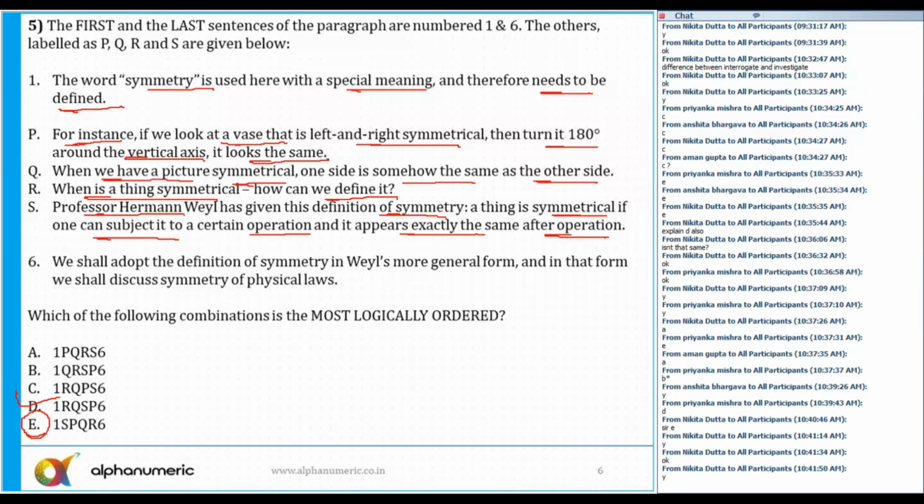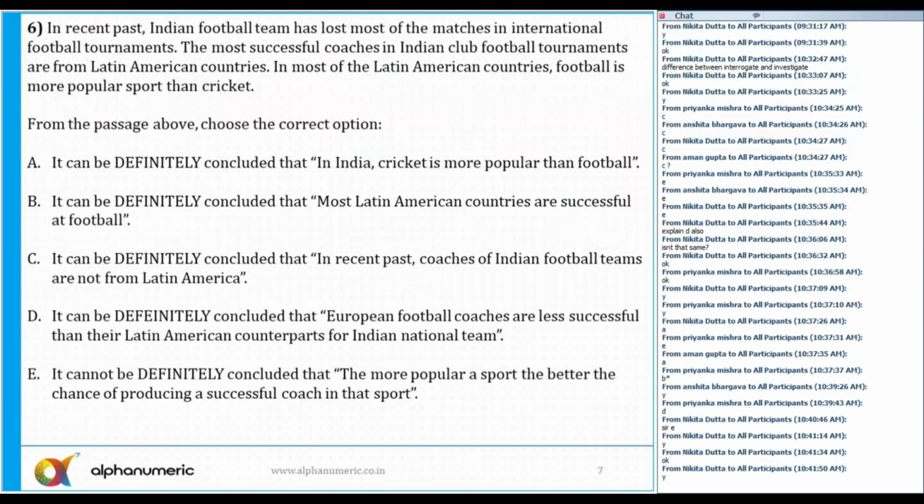Question number 6. In the recent past, the Indian football team has lost most of the matches in international football tournaments. The most successful coaches in Indian club football tournaments are from Latin American countries. In most of the Latin American countries, football is a more popular sport than cricket. So from the passage above, choose the correct option.